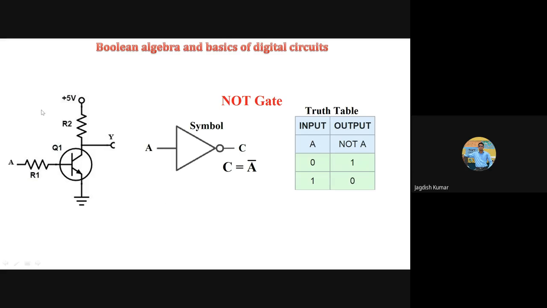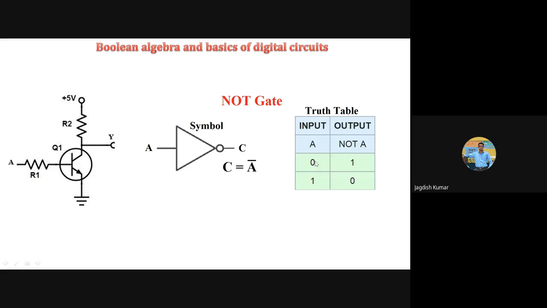So that is how this simple circuit can be used to make a NOT gate. So this explains the NOT gate, a simple transistor-based circuit for a NOT gate, and the symbol of the NOT gate. This is called a truth table.